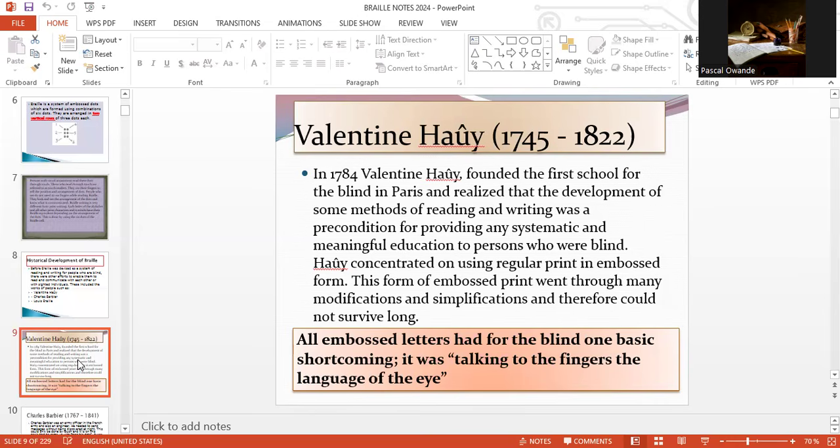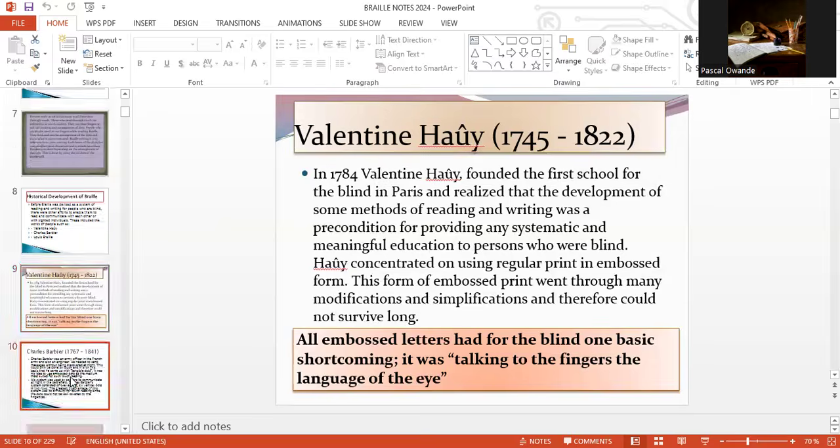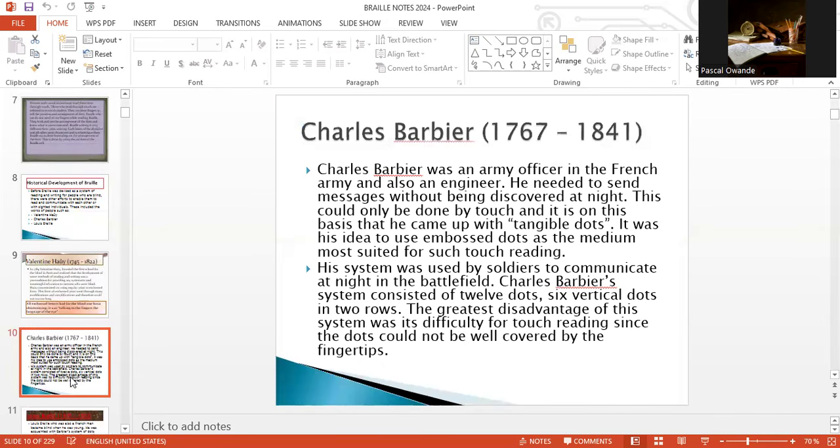And all embossed letters had for the blind one basic shortcoming. It was talking to the fingers the language of the eye. And so talking to the fingers the language of the eye is not that easy. It is very difficult, and this was a shortcoming from the development of Valentine Hauy. And Charles Barbier, 1767 and 1841, he was an army officer in the French army.